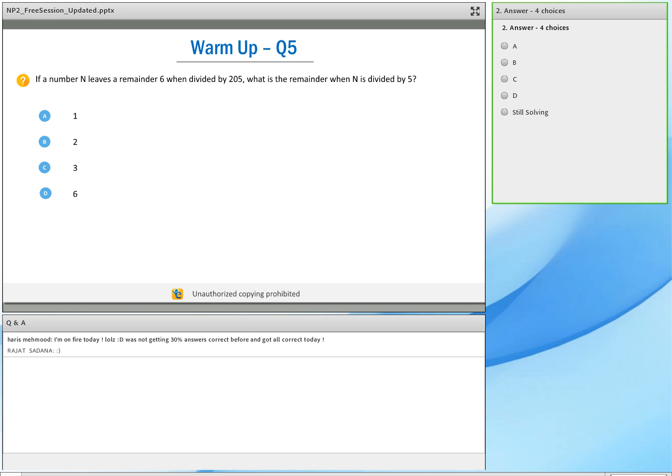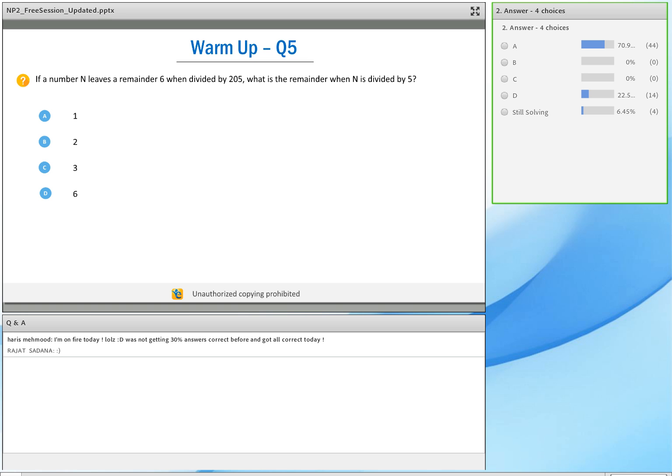Let's get those answers in. 3, 2, and 1. Let me end the poll. Now, the nice thing about this was that most of you who got it right got it very quickly. It was as if you got the pulse of the question right away. So let's see how we approach this.